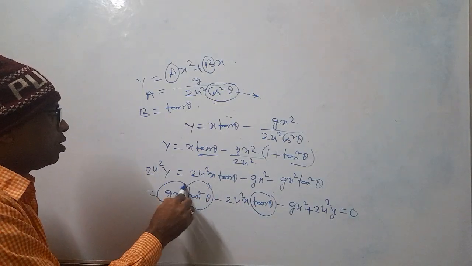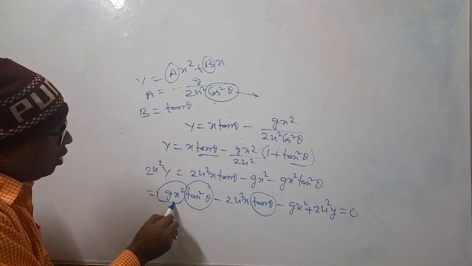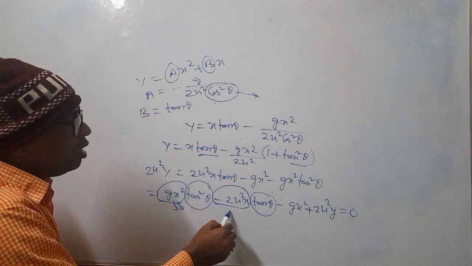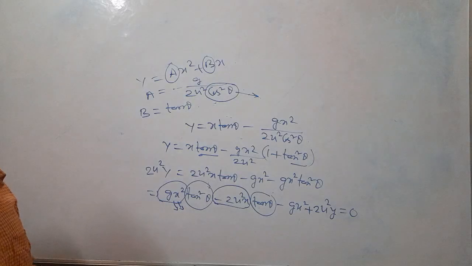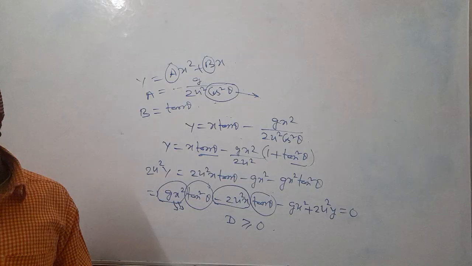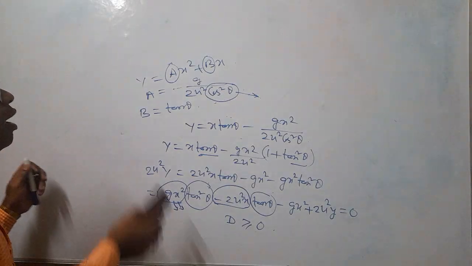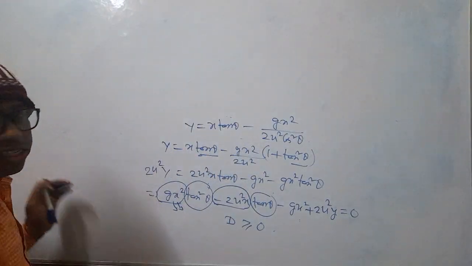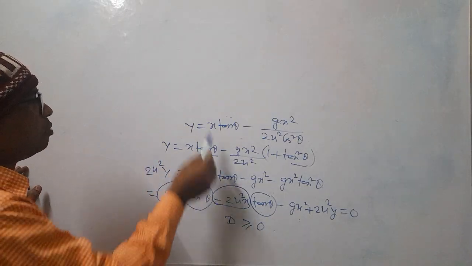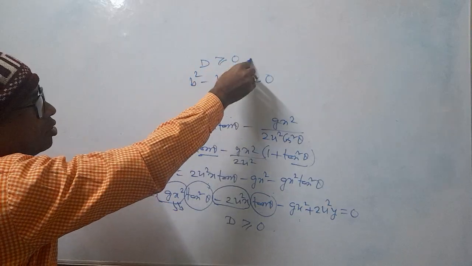This coefficient behaves as a according to our quadratic equation, this behaves as b, and this behaves as c. So the discriminant should be greater than or equal to 0. That is the condition. You can apply this in JEE Main and Advanced problems. This is a very interesting technique, the tan square theta technique. That is, b square minus 4ac greater than or equal to 0. Discriminant greater than or equal to 0.